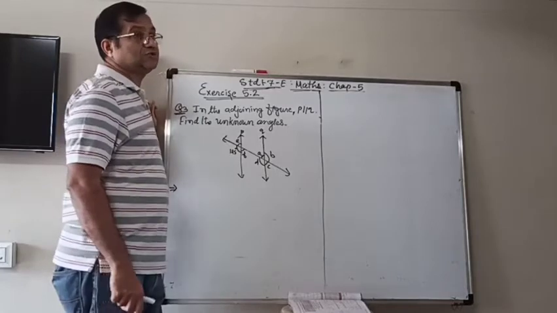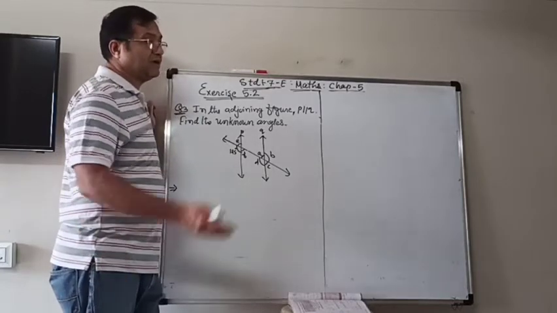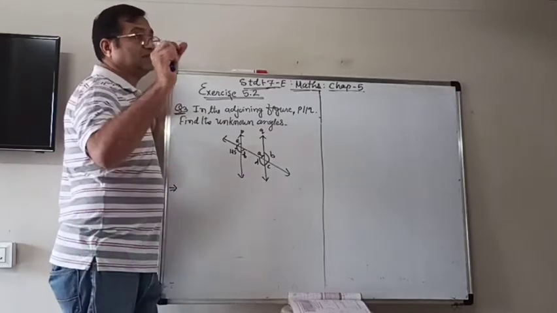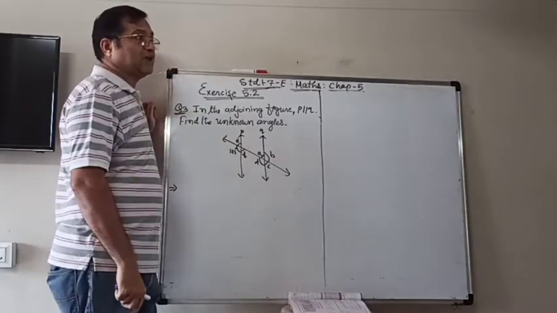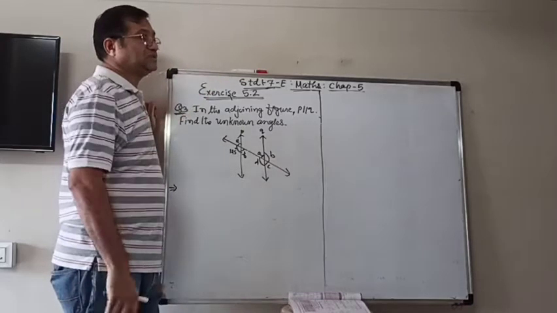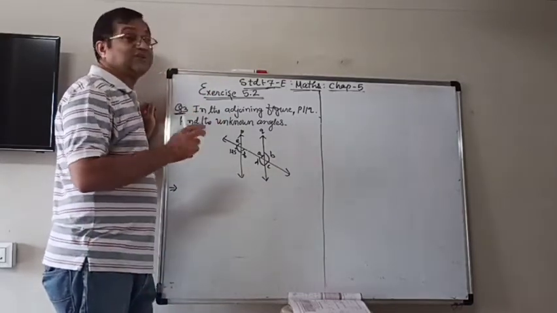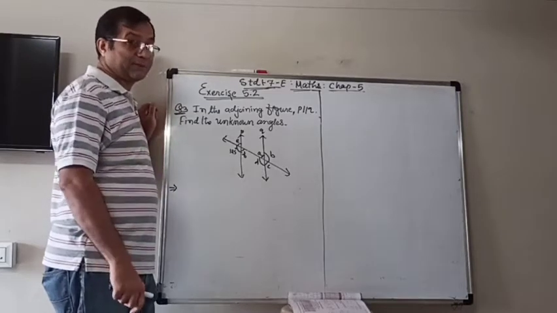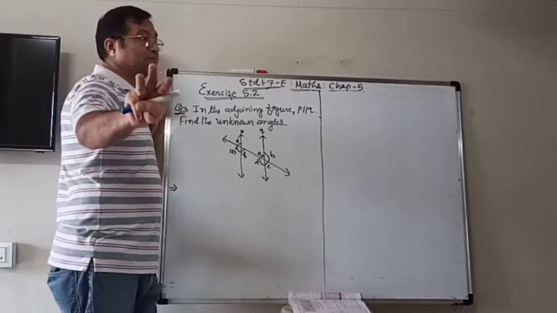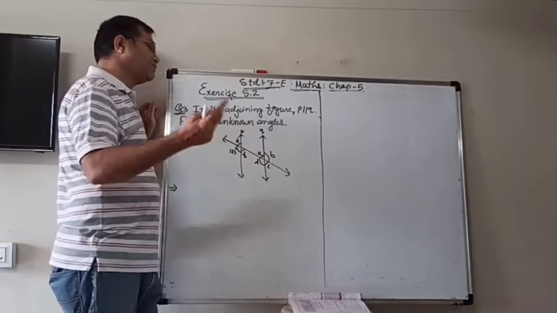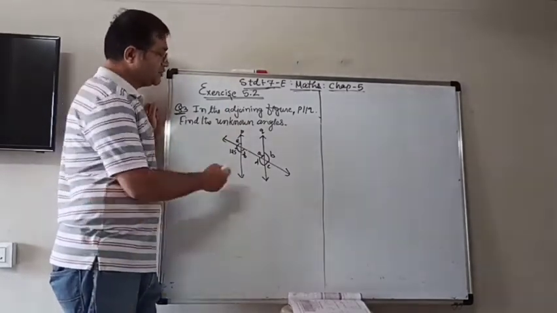And here we have to use those properties. When a transversal cuts two parallel lines, then the corresponding angles are equal, alternate interior angles are equal, and interior angles on the same side of the transversal are supplementary. All these three will be required, or maybe one of them, two of them, then it will be very easy.